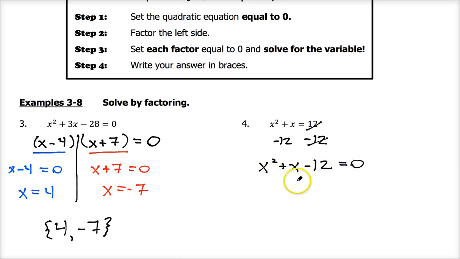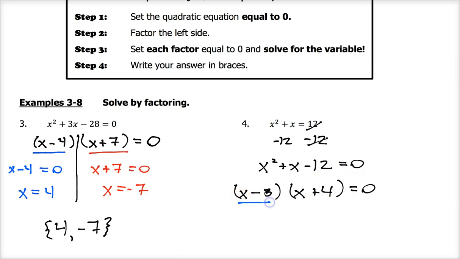So now I want to try to factor this trinomial. Again, I'll need to think of factors of my negative 12. So I'll need a positive and a negative once again. And those need to combine to get positive 1. So the numbers that do that are negative 3 and positive 4.